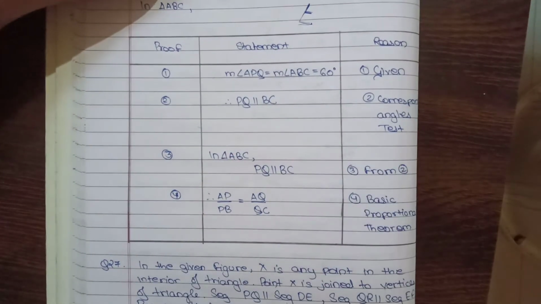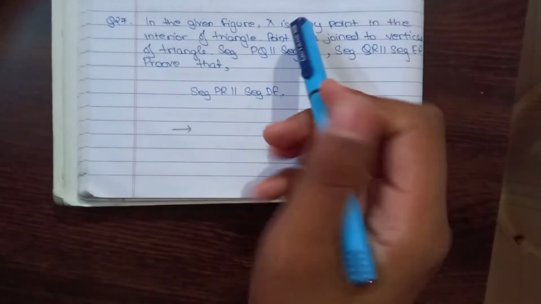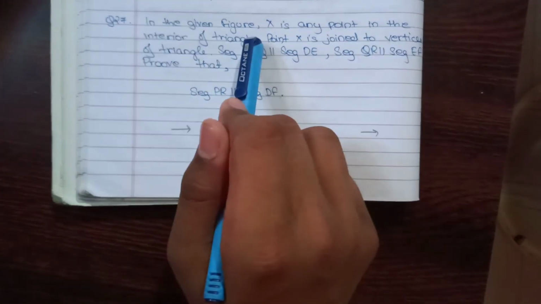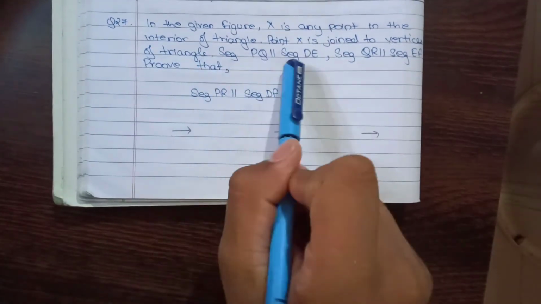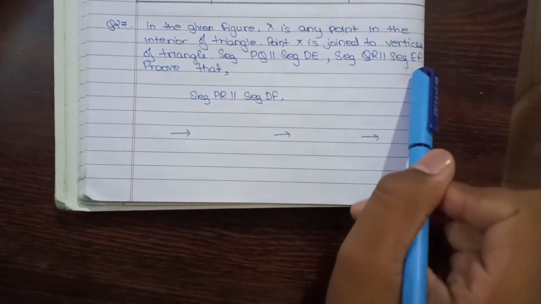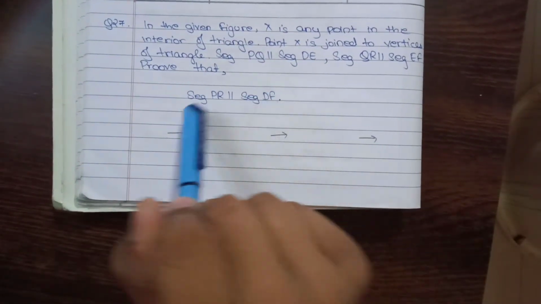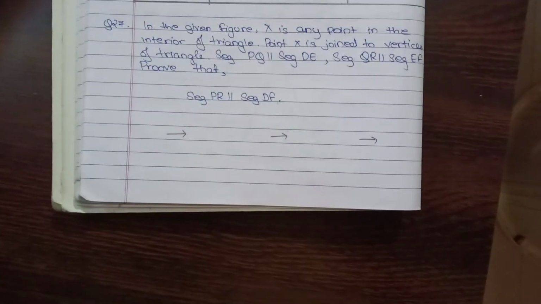Now let us solve the next question. This question says that in the given figure, X is any point in the interior of a triangle. Point X is joined to the vertices of the triangle. Segment PQ is parallel to segment DE and segment QR is parallel to segment EF. We have to prove segment PR is parallel to segment DF. Let us see the diagram and then prove it.